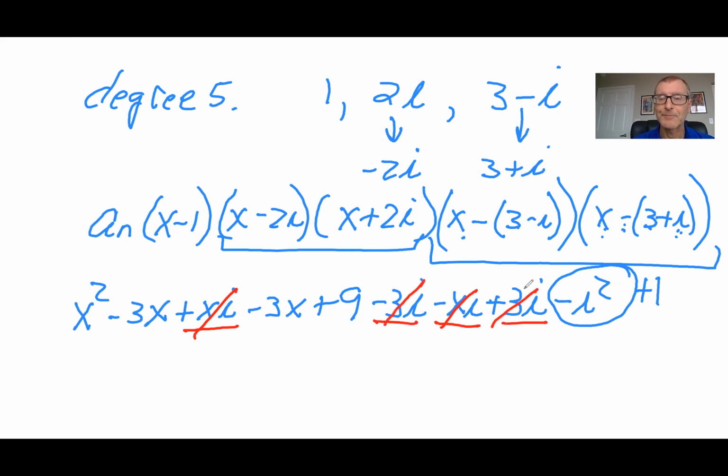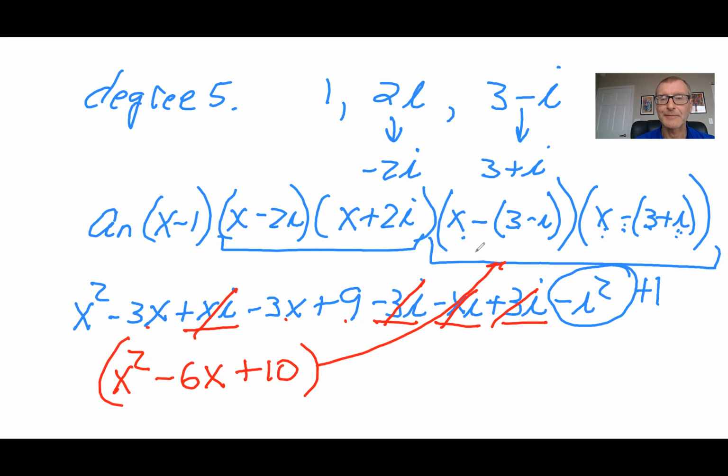And so now we put like terms together. So there's only one x squared. It looks like we have minus 3x and minus 3x, which is minus 6x. And then we have 9 and 1, and that would be plus 10. And so now that would be the multiplication of this one. And so you would do this one next. That one's a little bit easier. And then you would have to multiply all that through.